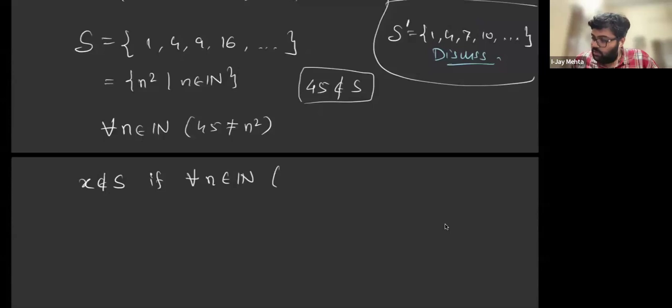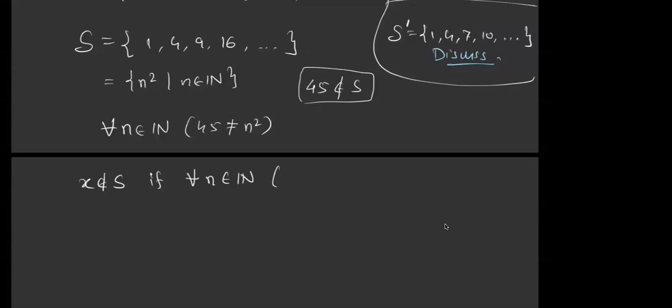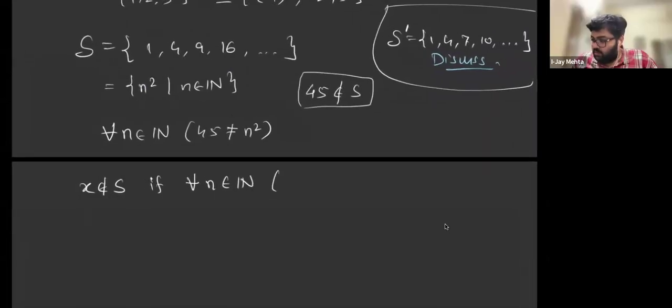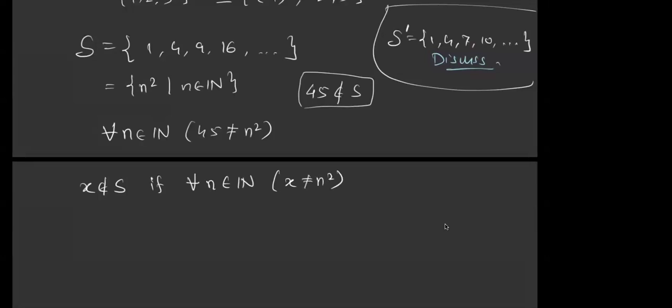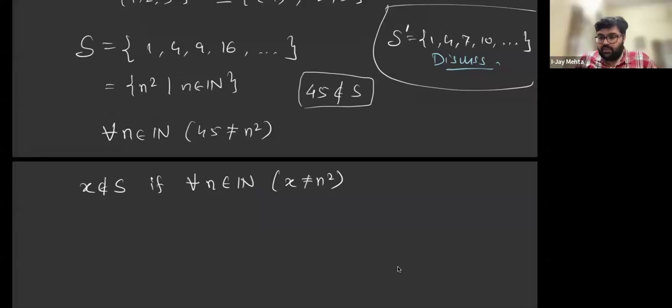Not n square. We are talking about x. X not in S means what? Given any n in N, we cannot find such an n, so x is not equal to n square. Is it clear? Instead of 45, I have just written x. So x is not here. That means I cannot write, given any n, x equals n square. So what does it mean by saying x belongs to S?